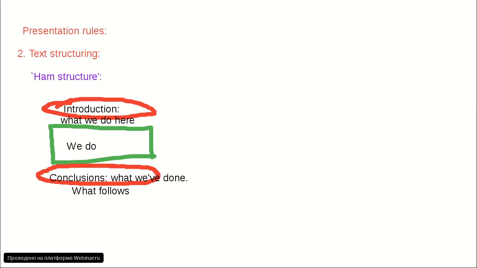Okay, now what is hemp, exactly, the hemp sandwich structure. Sorry, I missed one word here. Not hemp structure, but hemp sandwich. Hemp sandwich structure.